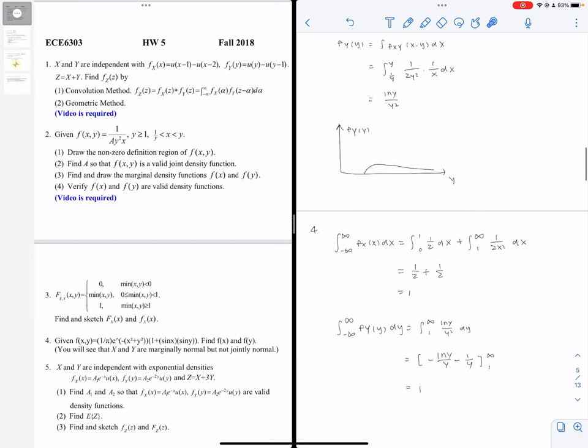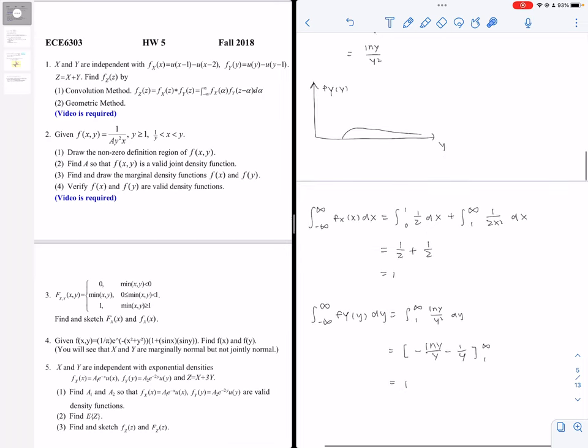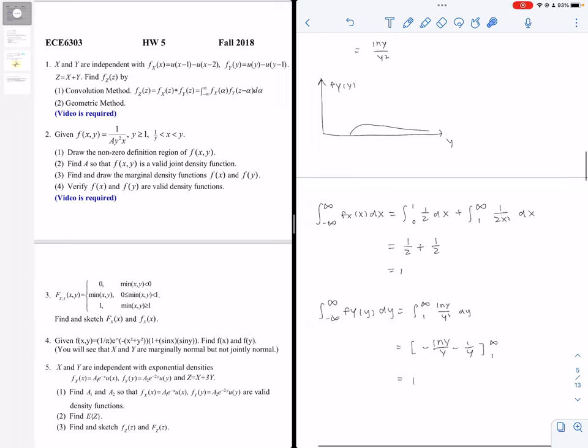And finally, I verify fx and fy are valid density functions. So pretty much, if we integrate fx in terms of x, we should get 1. And if we integrate fy in terms of y, we need to also have 1. And by doing a little math here, we can corroborate that it is true.